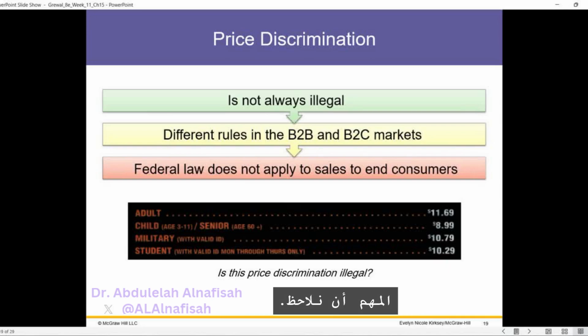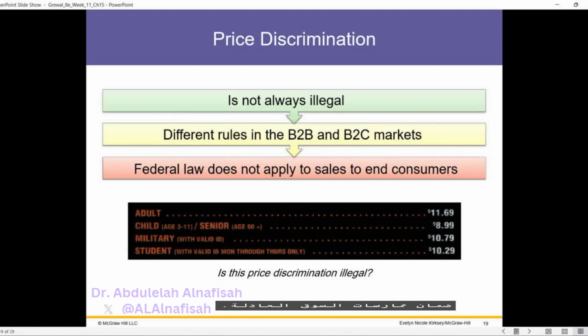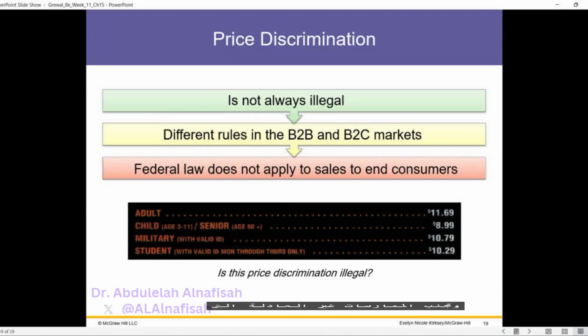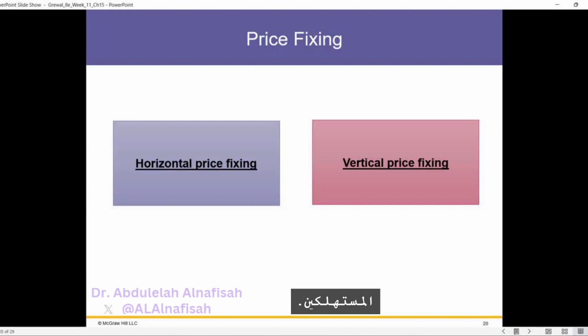It is important to note that while certain forms of price discrimination are legal, there are still regulations in place to prevent anti-competitive behavior and ensure fair market practices. Pricing strategies must comply with applicable laws and avoid unfair practices that harm competition or consumers' interests.